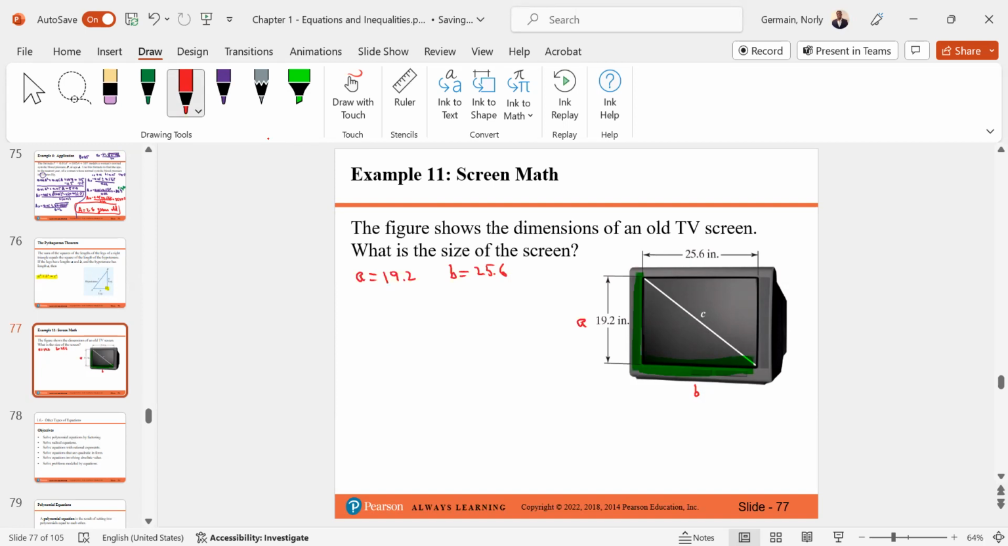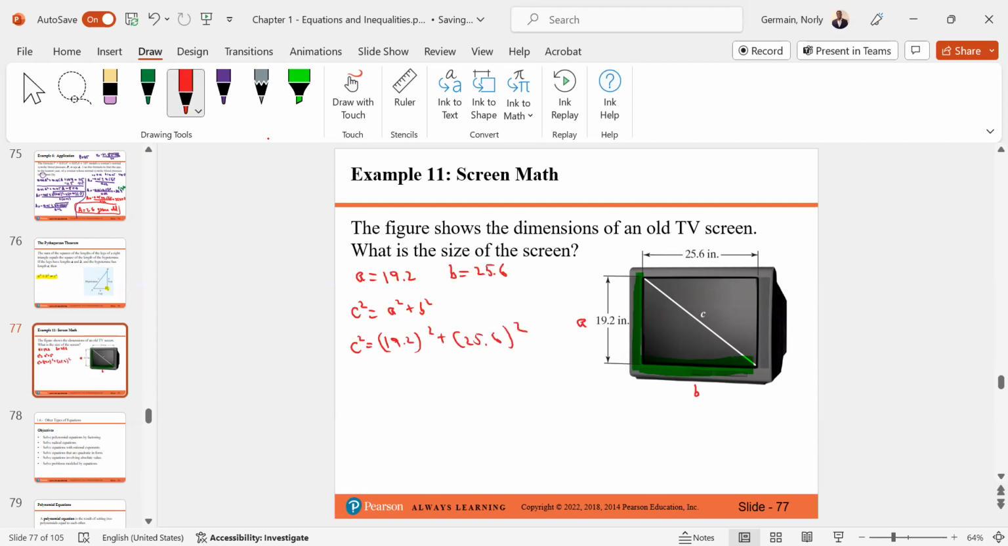So what they ask us to find is the size of the screen. At this point, finding the hypotenuse gives us the diagonal. That's what we need to find, right? Because we know the height, we know the length, but how about the diagonal? So we need to find the hypotenuse, because if I call this one C, C squared equals A squared plus B squared. C squared would be 19.2 squared plus 25.6 squared.